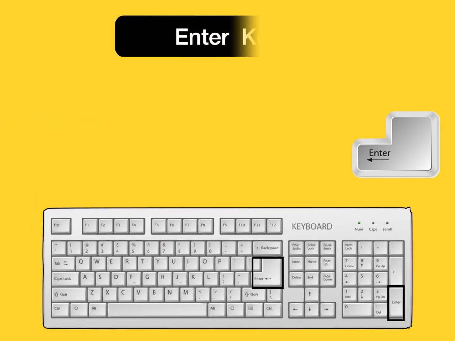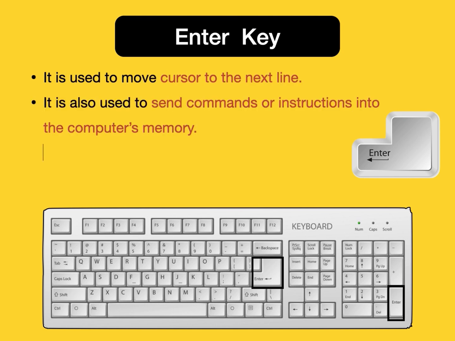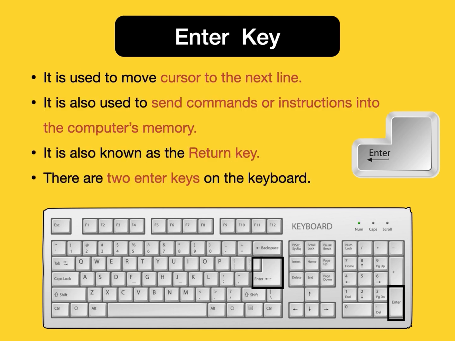Our next special key is the enter key. The enter key is used to move the cursor to the next line. The cursor is a small blinking line that appears on a screen. For example, if you are writing a paragraph and you want to write a sentence from the next line, for that you need to press the enter key so that your cursor will move to the next line and you can start typing your sentence from the next line.